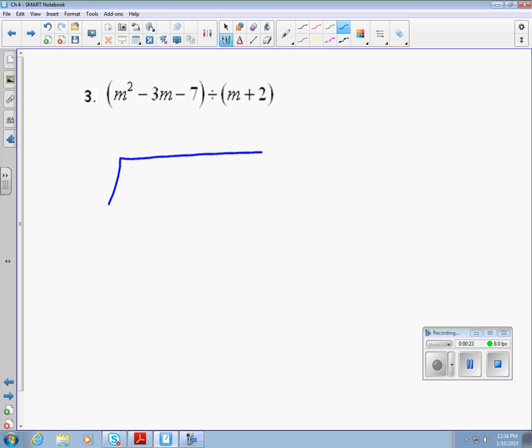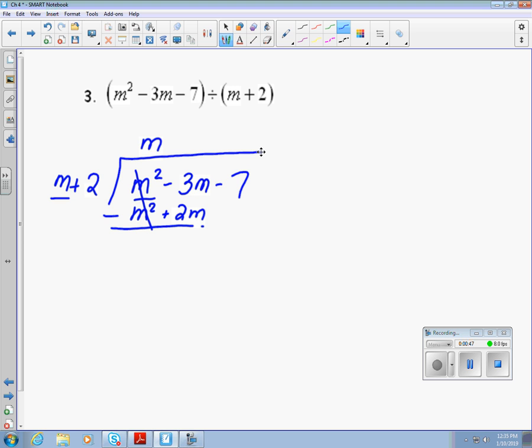So in number 3, if you recall from the day previous, we were talking about long division. We were putting in our polynomial and then putting in what we were dividing by. We were thinking about m times what makes m squared. So m times m would make m squared. Then we multiply down m times m, which is m squared, m times 2, which is 2m. And we're subtracting, so be careful here. We're going to have negative 3 minus 2, and so we're going to have negative 5m.